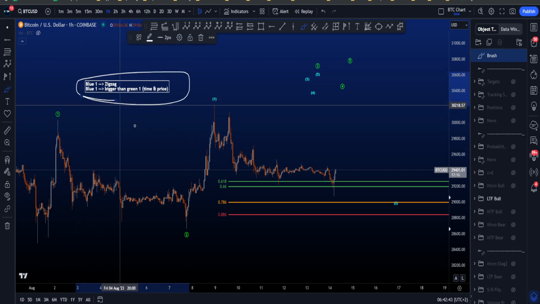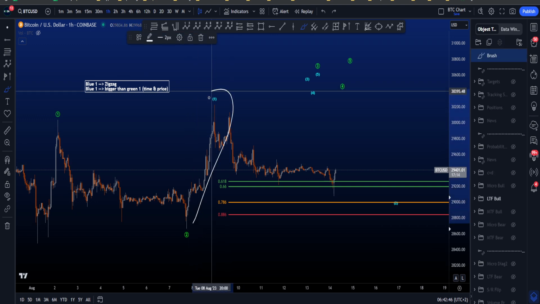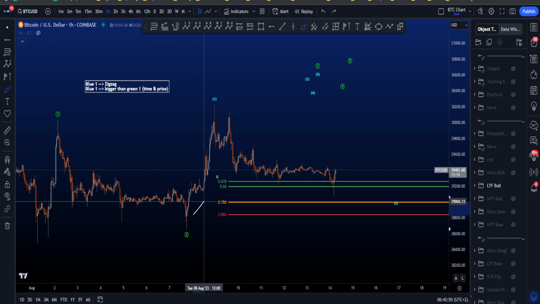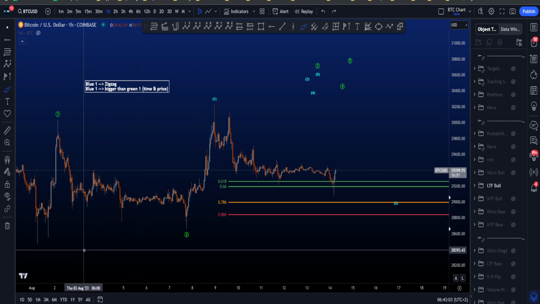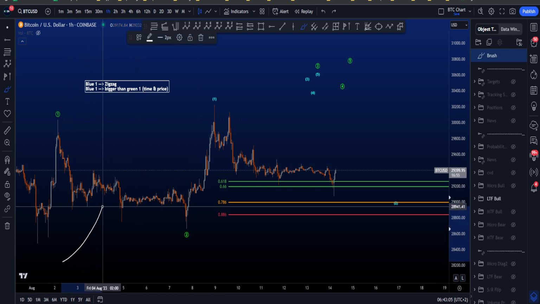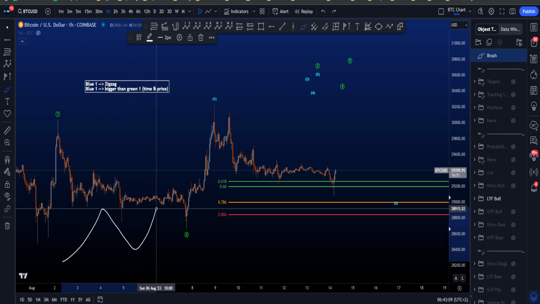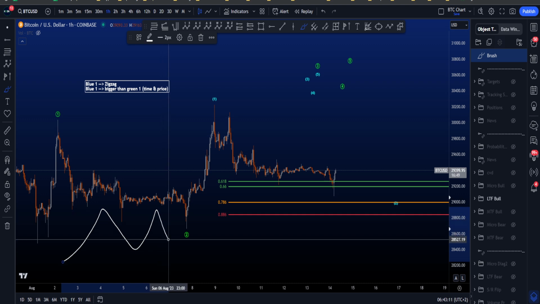However, what you can also see is that the blue count over here takes more time than the green wave 1. So the blue wave 1 takes more time, but it's also bigger in price, which is not what you want to see in a lower degree wave 1, because preferably all of the waves are shorter. So the first wave 1 is the biggest, the first wave 2 is the biggest, and then the second wave 1 is a little bit smaller in time, second 2 is smaller in time.